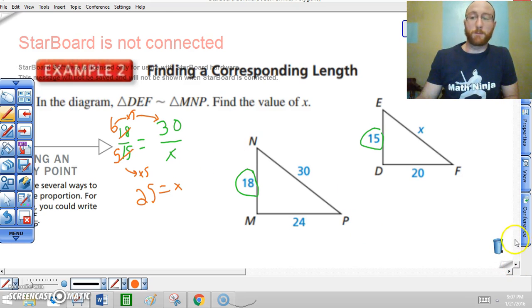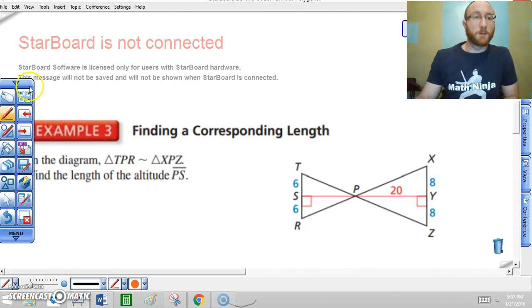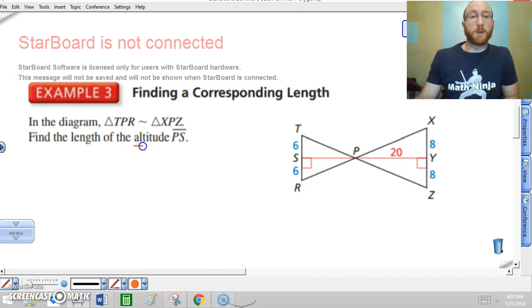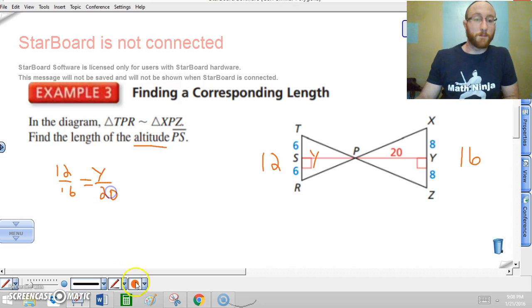Alright, let's try another problem. So now here, we're dealing with altitude instead of one of the side lengths. We know the triangles are similar, so we're going to use that to our advantage. This whole side length TR is 12. This whole side length XZ is 16. So I'm going to write 12 over 16 equals, I don't have anything here, so we'll make that y. Since y is in the same triangle as 12, y goes in the numerator, and 20 goes in the denominator.